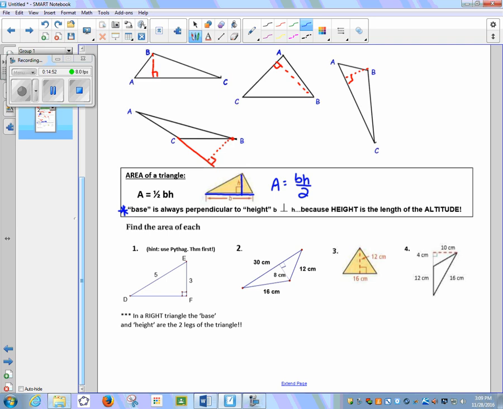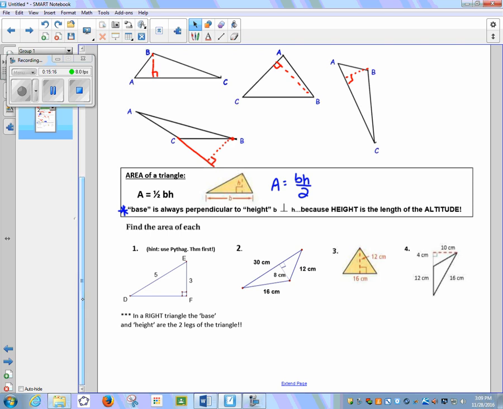So obviously there's 3 combinations for getting area. You could use this side as the base and its altitude, multiply them together, divide by 2, or you could use this side and this altitude and multiply those together and divide by 2. So the important thing is you have to use the base and the altitude that goes with it.